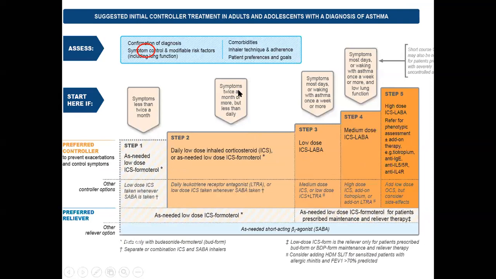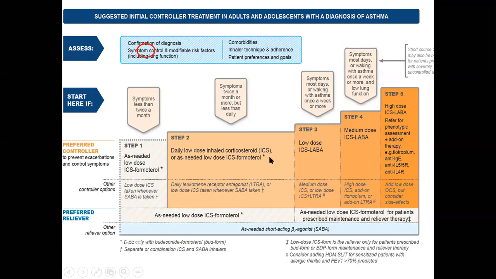If there are going to be more than twice a month symptoms, I am going to give low-dose inhaled corticosteroids. If I am going to have daily symptoms, most of the days, I am going to give low-dose inhaled corticosteroids plus LABA. And if there is no response, I am going to go to step 4. If there is response after 3 months, I am going to taper down to step 2.